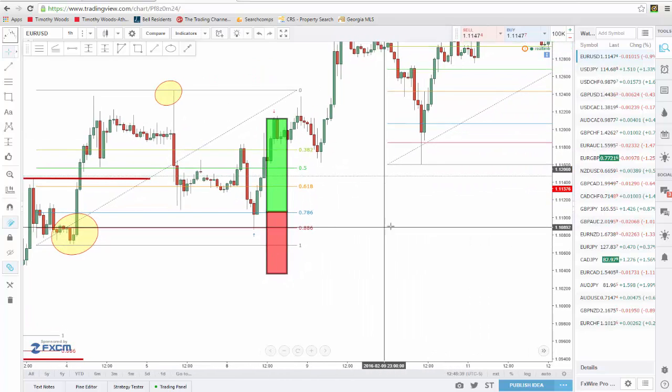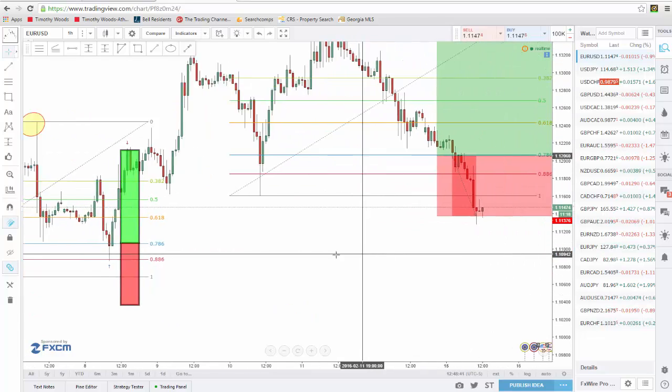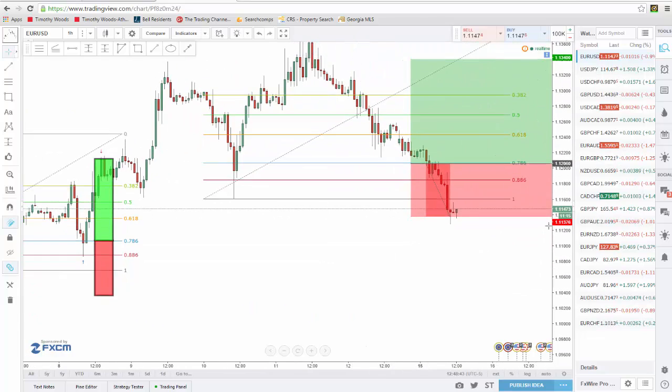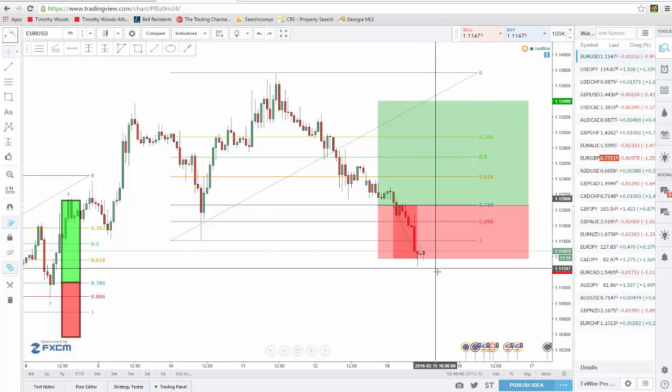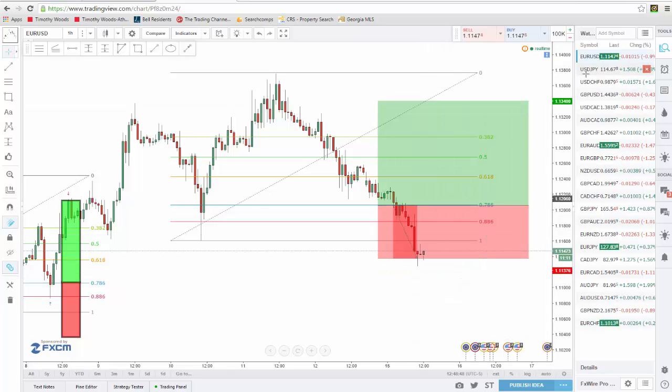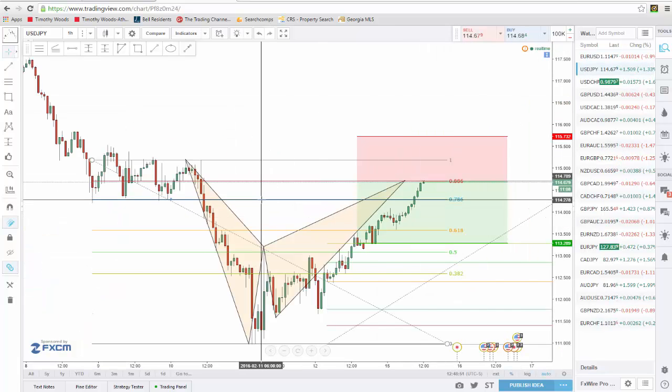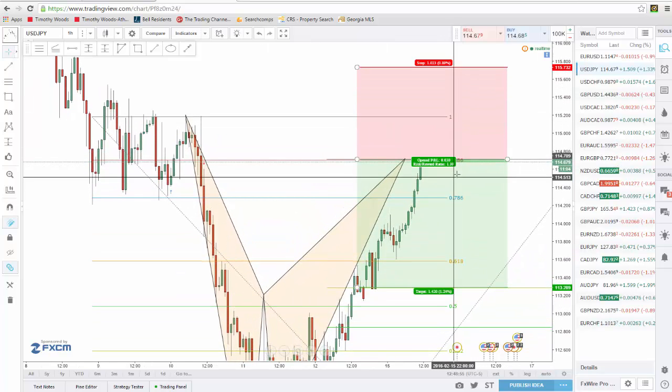The only other trade that we had this month on the euro dollar was the one that you see here on February 15th that has recently stopped us out. Next, let's take a look at the dollar yen. And on the dollar yen, we are currently short on the bat pattern.